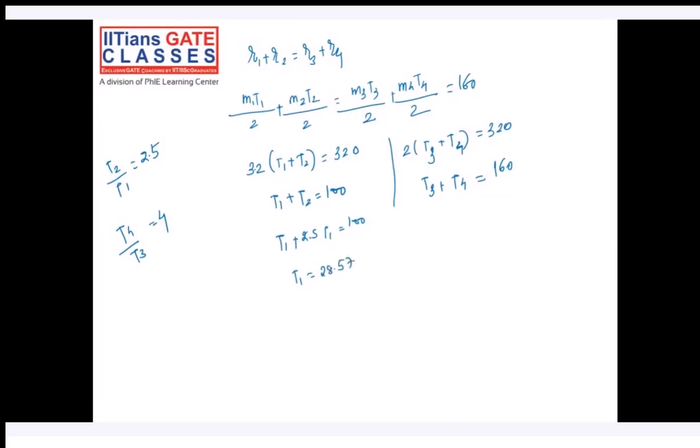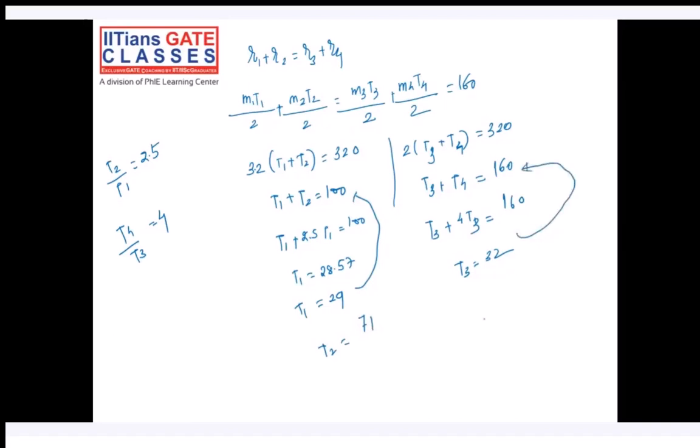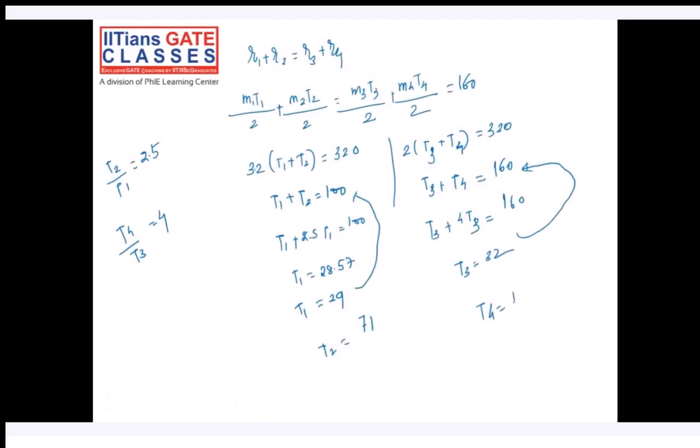Okay, and similarly here T3 plus T4, with T4 equal to 4 times T3, is equal to 160. So 5 T3 is equal to 160. T3 is equal to 32. Okay, that's all. Then you can put this T1 back here, get the value of T2, which is equal to 71 in this case. Put this value back here, get the value of T4, which is 128 in this case. Okay, so T1, T2, T3 and T4, this is how you can calculate.